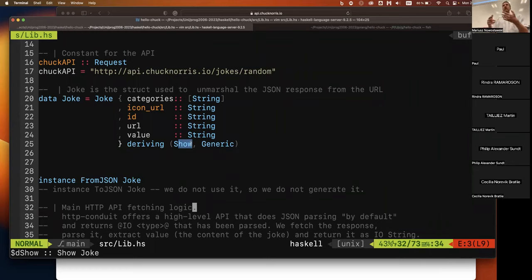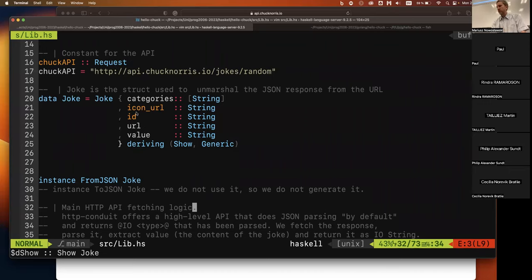And Generic derives a generic description of what that struct is, such that some template extensions can generate parsers and generate things for us. So it is similar to Rust, right? And this deriving keyword is the same as in Rust, right? You can see some parallels between Rust and Haskell. So we are deriving a generic description of that structure.